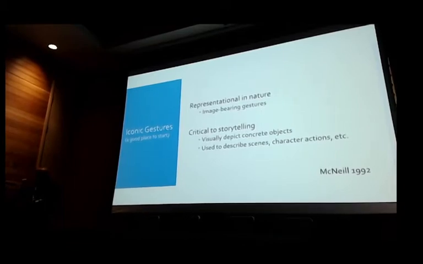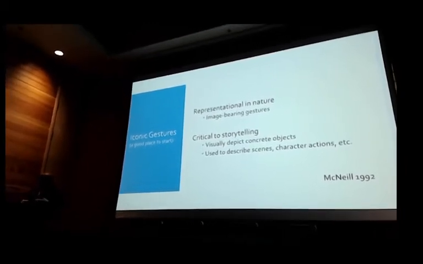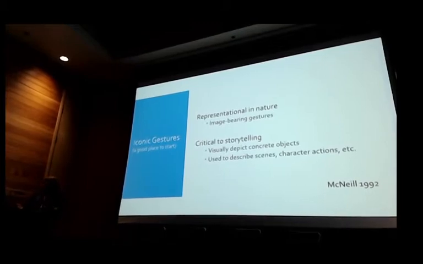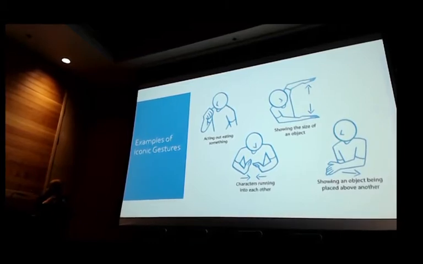So in our research, we began specifically with looking at iconic gestures. These gestures are representational in nature, they bear images, and are critical to oral storytelling in the way that they can describe objects and scenes and actions and so on. Just to provide a few examples, you can be acting out an action, showing the size of something, showing characters performing things, and so on.